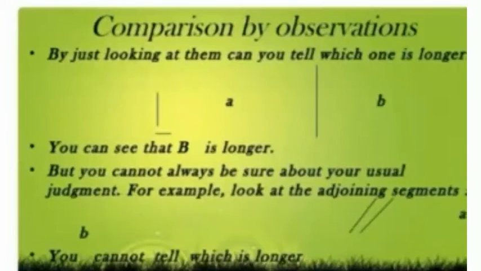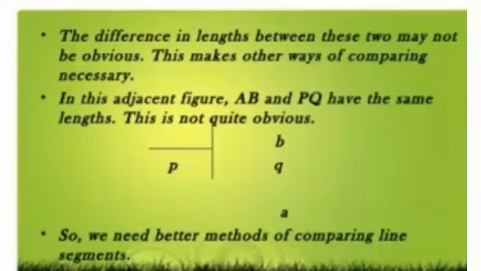Comparison by observation. By just looking at them, can you tell which one is longer? Here, A and B. You can see that B is longer, but you cannot always be sure about your usual judgment. For example, look at the adjoining segments A and B. You can't tell which is longer. The difference in lengths between these two may not be obvious. This makes other ways of comparing necessary.